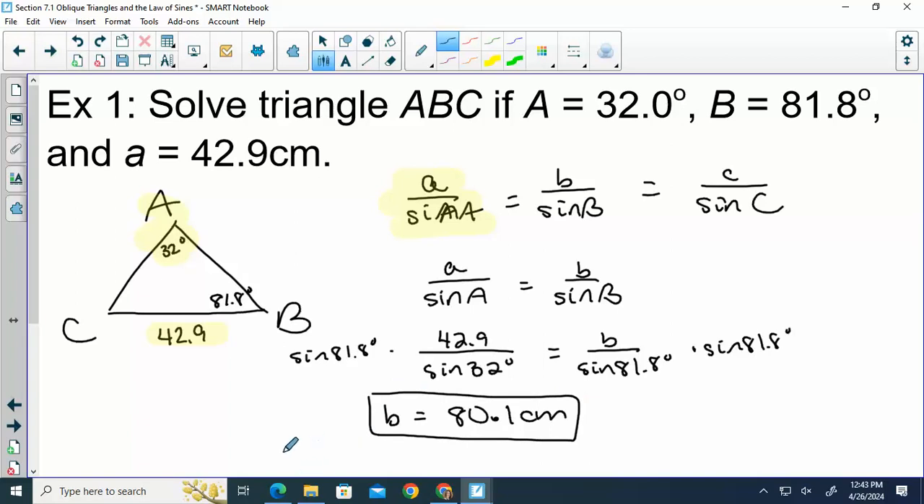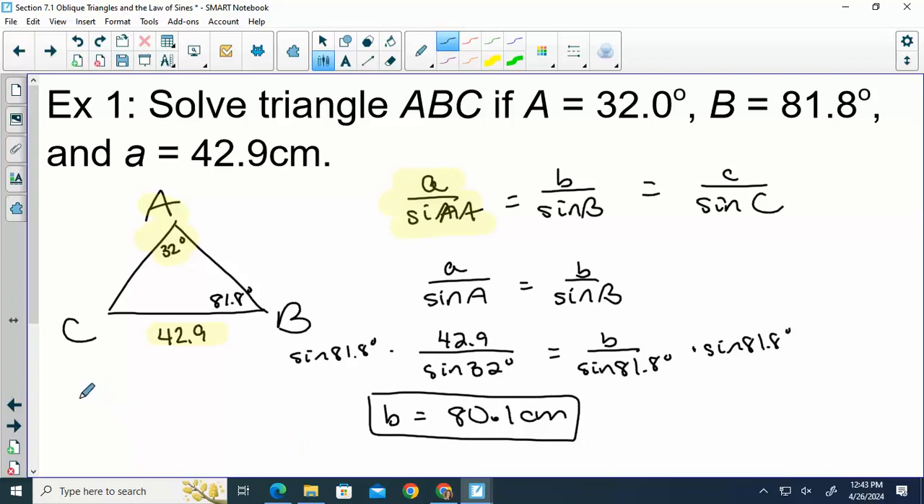Okay. Don't round until the very end. So you don't want to type the sine of 81.8 degrees in your calculator, get a decimal, and then round that and then multiply over. Keep everything exact until the very end. Now, unfortunately, can we just do Pythagorean theorem to get the missing side? No, because it's not a right triangle.